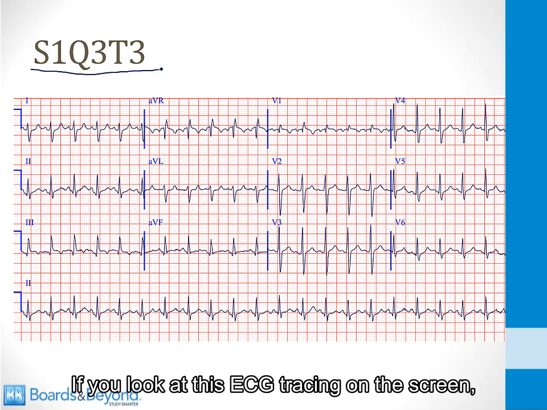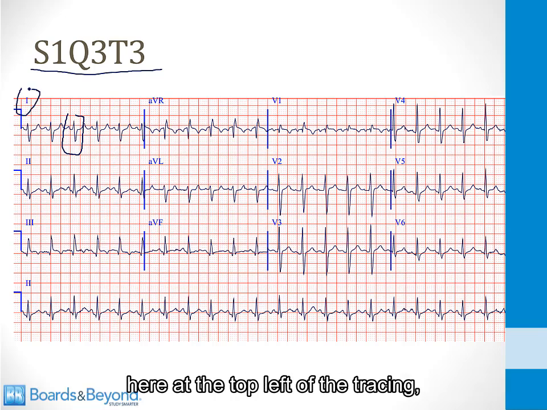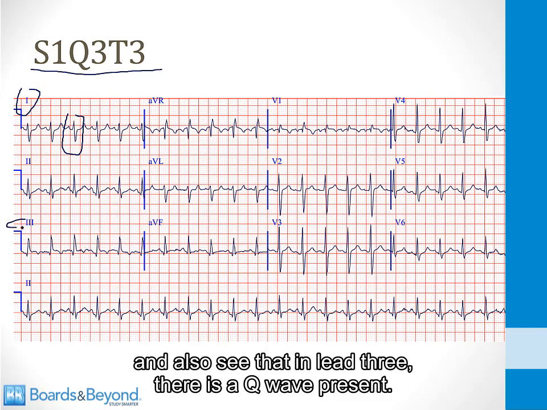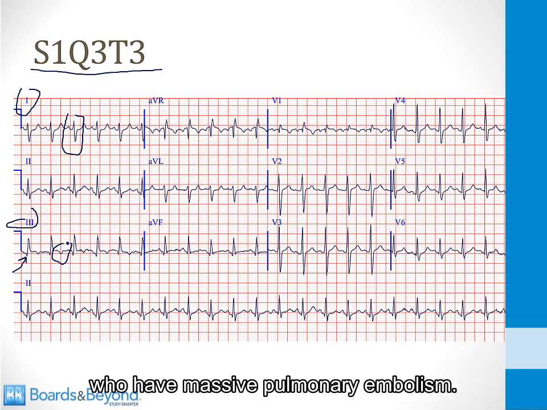If you look at this ECG tracing on the screen, you can see that there is a deep S wave in lead 1 here at the top left of the tracing. You can also see that in lead 3 there is a Q wave present. There's also an inverted T wave. This is called an S1Q3T3. It's a sign of right heart strain, and it can be seen in patients who have massive pulmonary embolism.